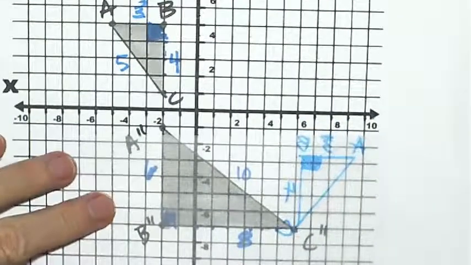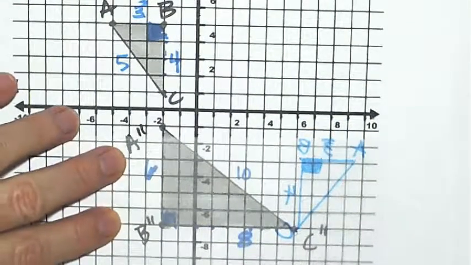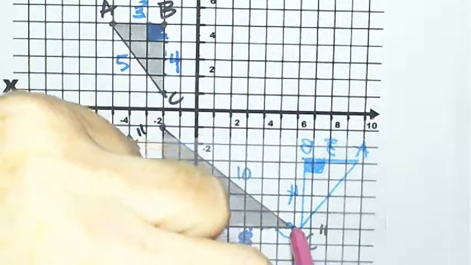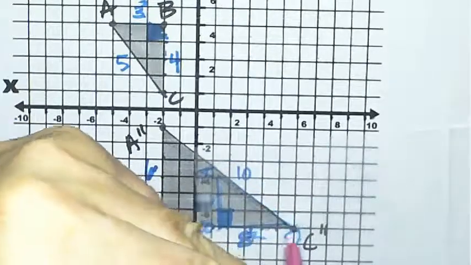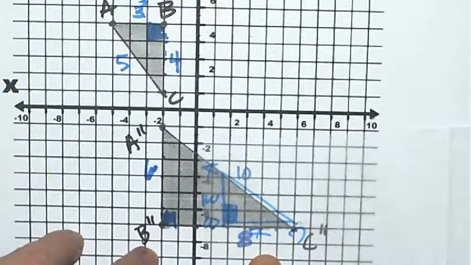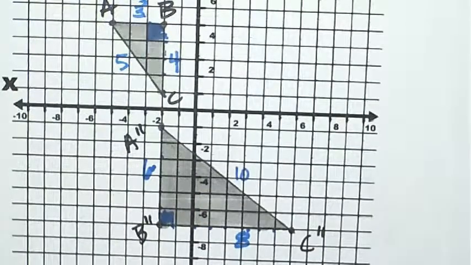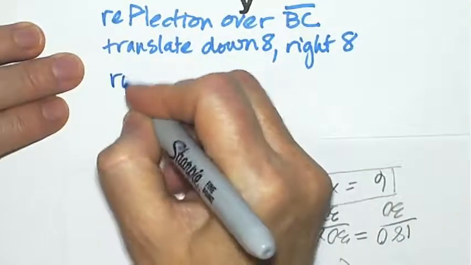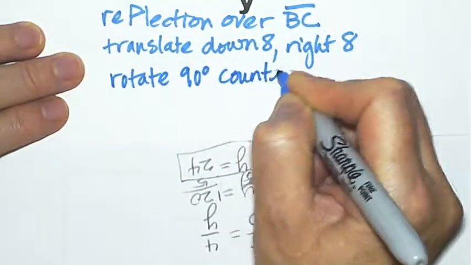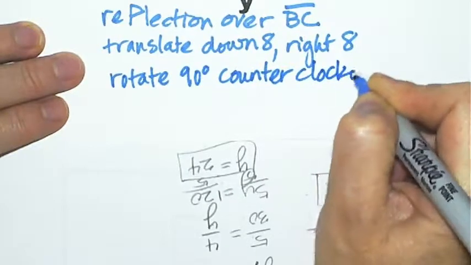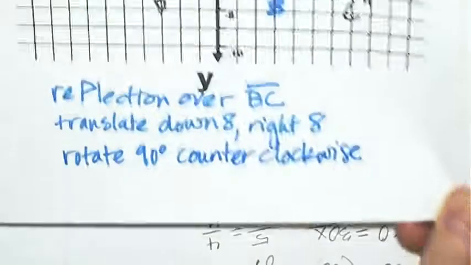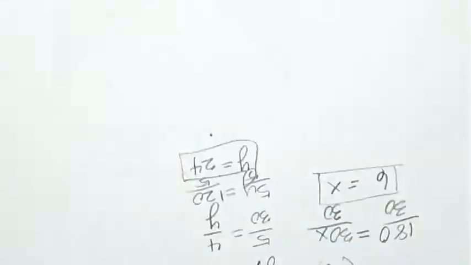And then we rotated 90 degrees counterclockwise to get our corresponding vertices to line up. So rotate 90 degrees counterclockwise. Okay, that is number 8.